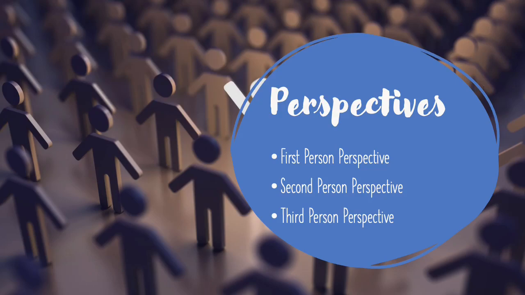Number two, using you and your in the second person. So you are telling a story in the second person, right? And number three, you are telling a story in the third person, using terms like he, she, or it.